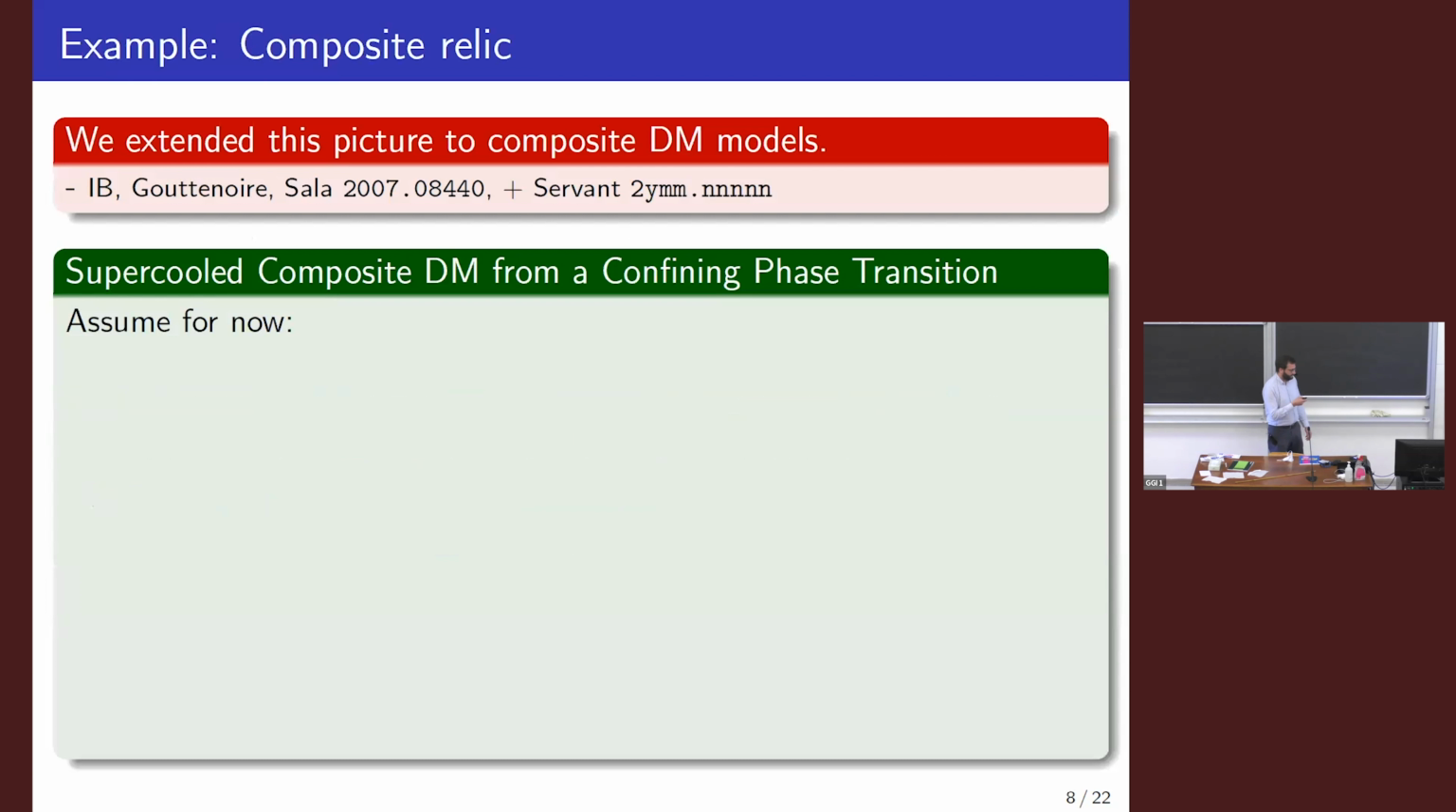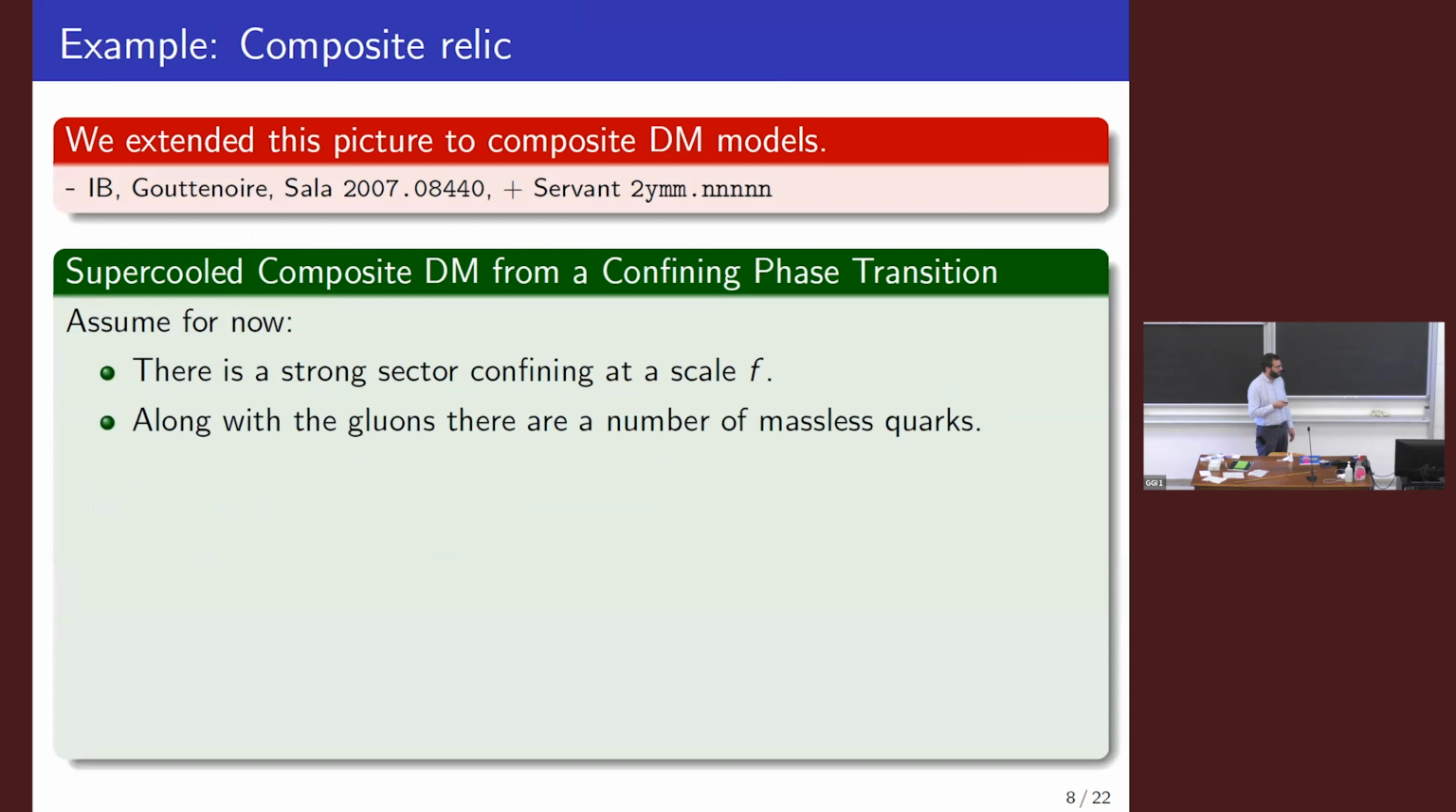Okay, so now we wanted to extend this dilution of dark matter from a phase transition from a short period of inflation to composite dark matter models. So what we're going to do is we're not going to specify the whole UV theory. I wouldn't even know how to begin to do that, but we're going to just assume that there's a strong sector confining at some scale F, and then along with the dark sector gluons, there are a number of massless quarks. So whenever I say gluon or quark, it's going to be the techni-quanta from this strong sector, not the standard model ones.